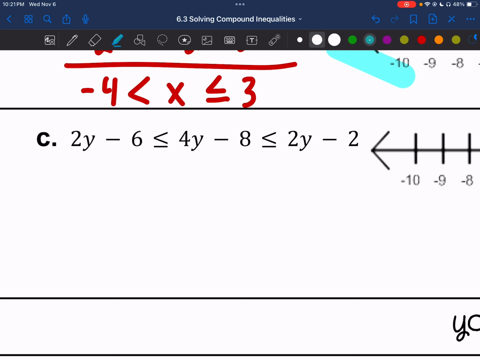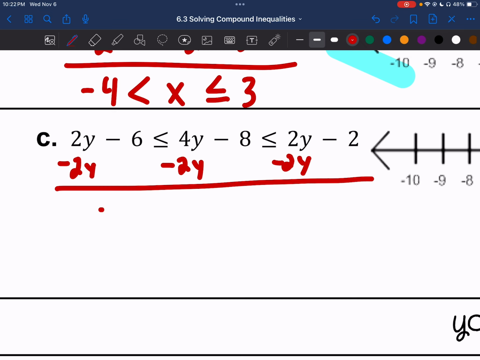Now, letter C. Letter C, I'm looking at this and I'm trying to get all of my variables into one place. So I don't want them on the outsides. I want them on the inside. So I'm going to start by subtracting 2y from all three intervals.